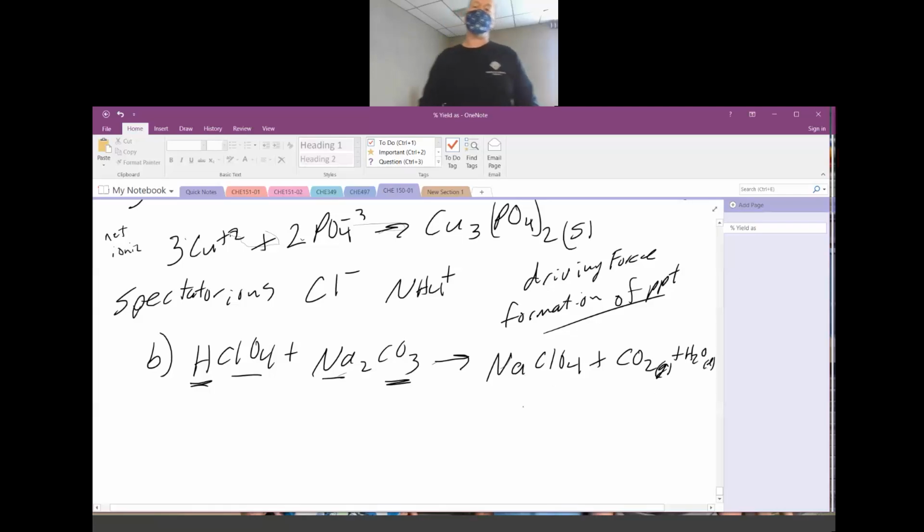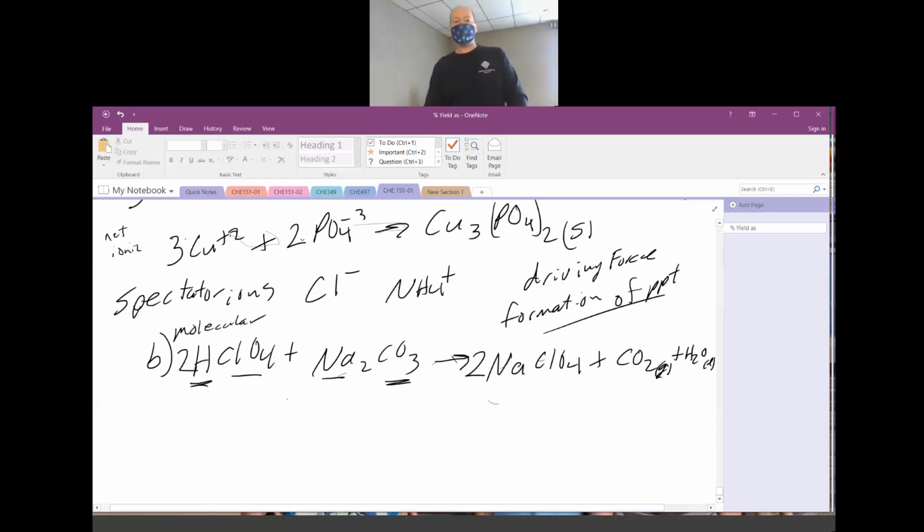All right, so to balance this, you have 2 sodiums here, you need 2 sodiums there. You have 2 perchlorates, you need 2 perchlorates. And we have 2 hydrogens, 1 carbon, 3 oxygens. Everything now is balanced. So this is your molecular.